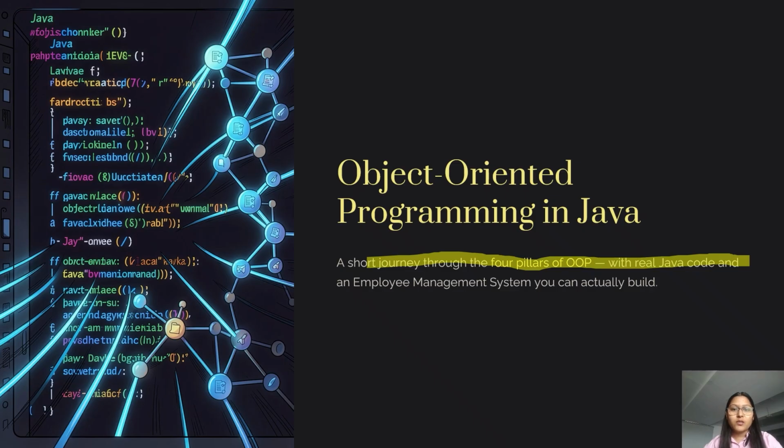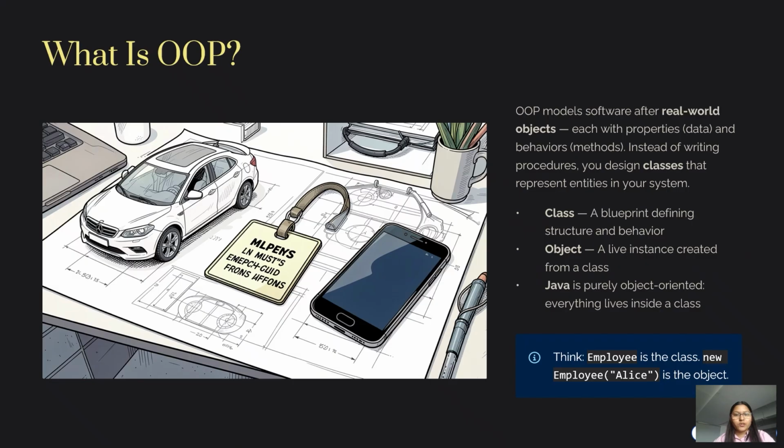So today's topic is object-oriented programming in Java. As we all know, this is the most important topic in all the programming languages, which we will be covering with the reference of the Java language, right? First, let's talk about what is OOP. OOP models the software after real-world objects. Like in the real world, we have objects and classes.